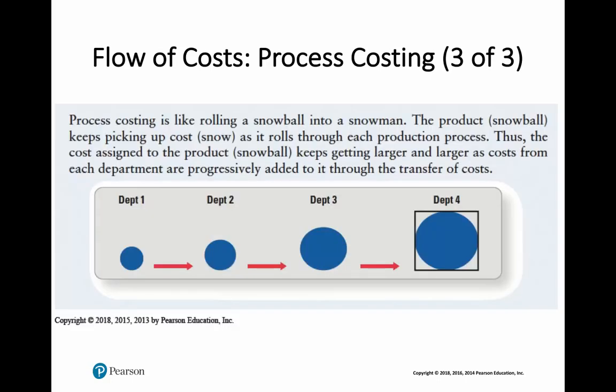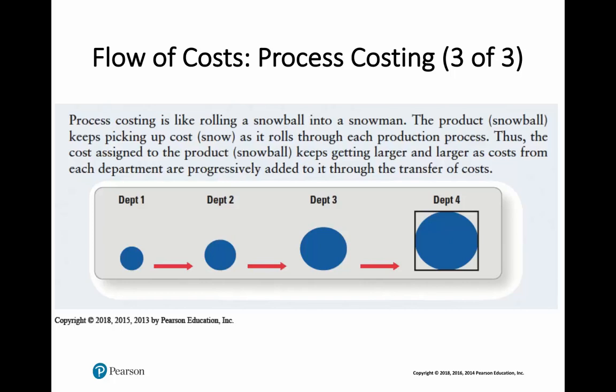And if you think about going outside, and hopefully we won't have any more snow for the year, but if you think about making a snowman or a snowball, it's similar to the process costing flow of costs. We start with a very small ball of snow, and then as we're building it up, we're going to add more and more costs, and therefore our snowball is going to get bigger and bigger and bigger.